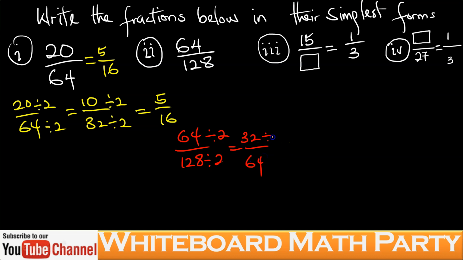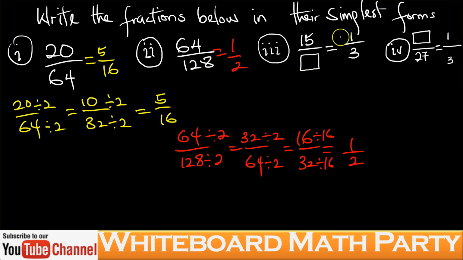I can divide again by 2. Divide here by 2 and divide here by 2. Let's do it. 2 divided into 32 is 16 and 2 divided into 64 is 32. Alright, let's divide further. Here is easy, I can break it down. There are two 16s in 32. So this is 2 and this is 1. 16 divided by 16 is going to give me 1 and 32 divided by 16 is going to give me 2. So the answer to this question is 1 over 2.